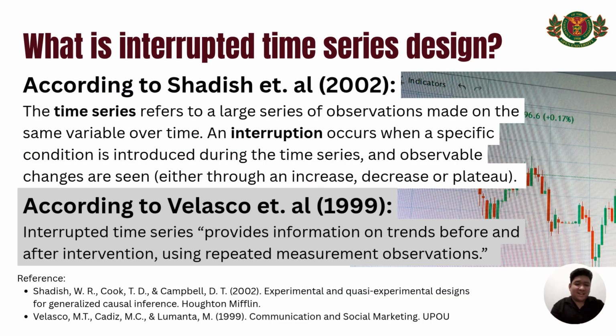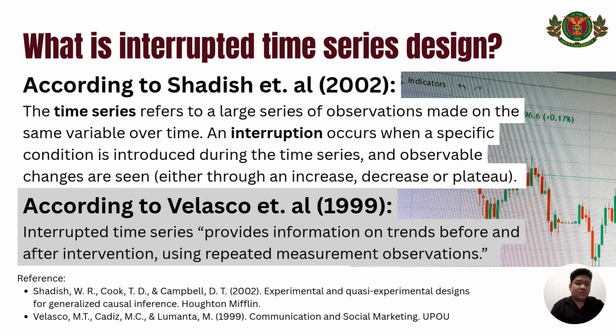So, what is the interrupted time series design? According to Shadish, the time series refers to a large series of observations made on a same variable over time. When we talk about same variable, we're talking about a sample group or a specific group in a period of time which can be observed in a matter of months, in a matter of years. It will be defined by the social mobilization framework you're going to do.